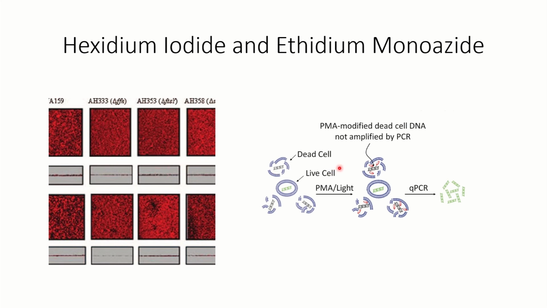Ethidium monoazide is a DNA stain that enters into bacteria with damaged membranes. A usage for this is to have the stain bind irreversibly to the DNA of dead bacteria. This could prevent PCR amplification of DNA from the dead bacteria. Shown on the diagram on the right, the dead cells can be amplified with PCR.